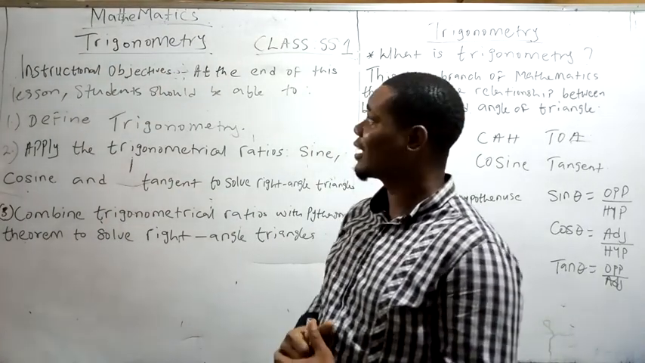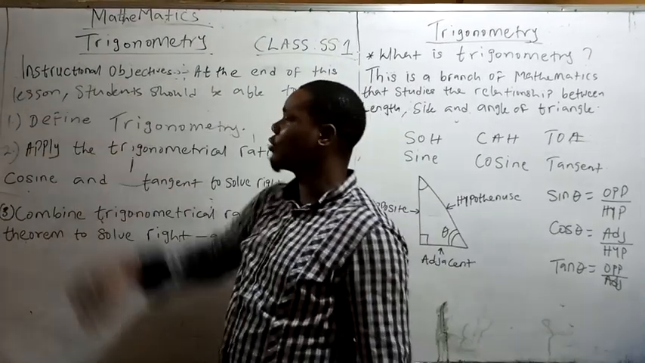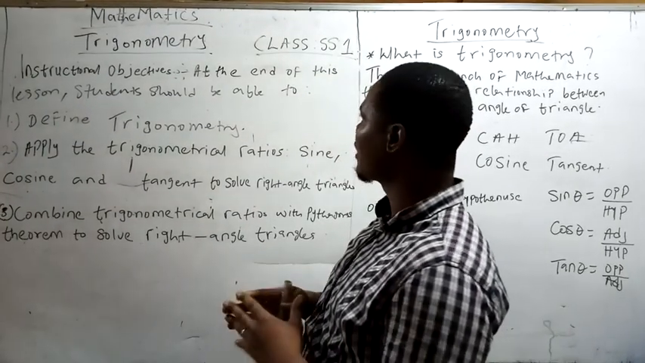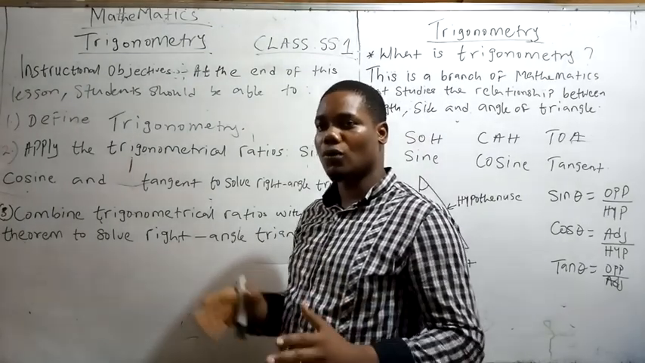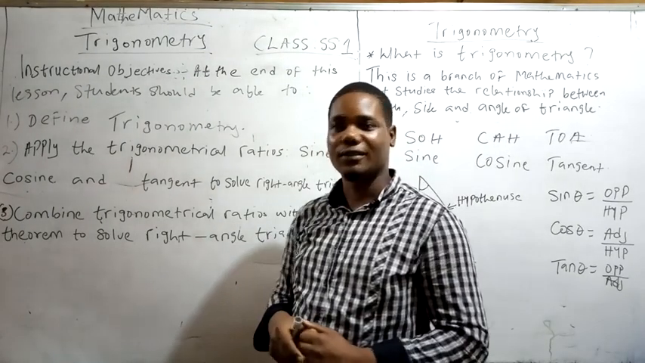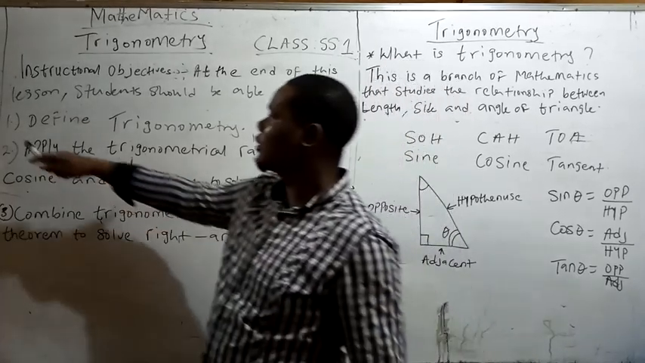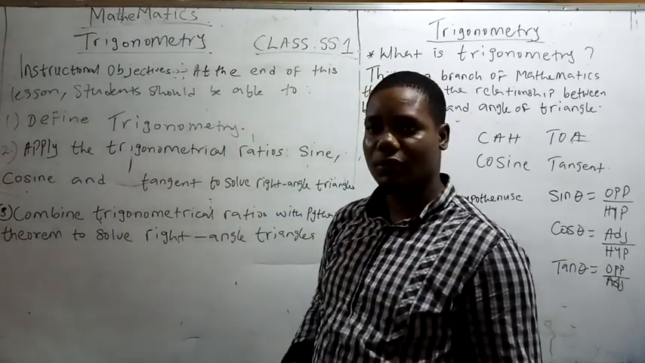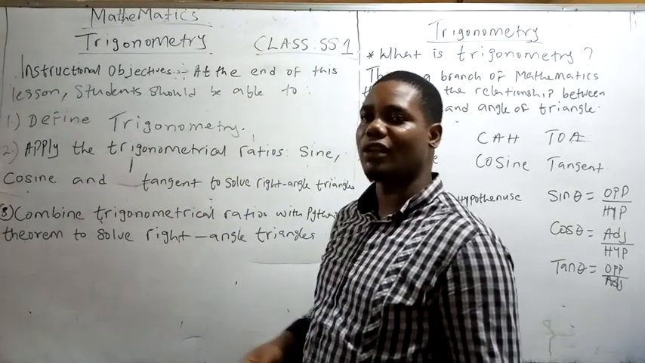Before we commence our class, we'll take a brief look at our instructional objectives, because there are some things that the student, or you, ought to know at the end of this particular class. First, let's look at objective 1. The objective 1 says, define trigonometry. You need to know what the topic trigonometry itself is talking about.